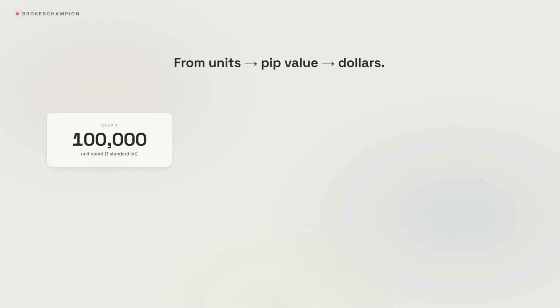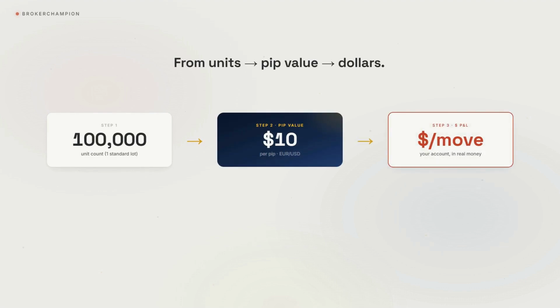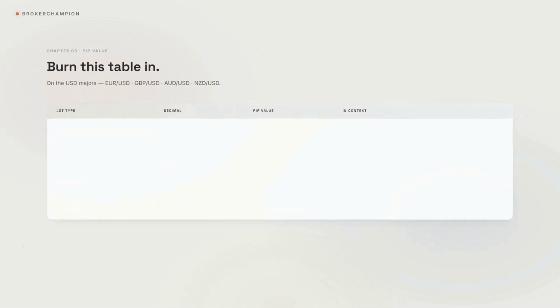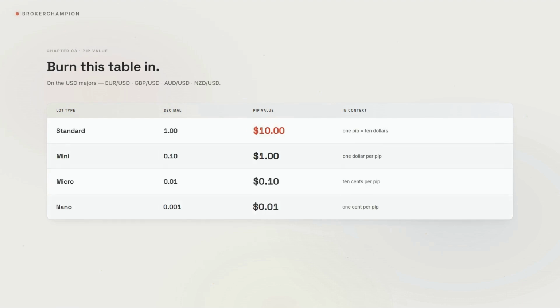Why does the unit size matter? Because it sets your pip value, and pip value is what turns a price move into a dollar number on your account. Here's the table you need burned in. On the USD majors, EUR/USD, GBP/USD, AUD/USD, NZD/USD, one standard lot is worth $10 per pip. One mini, $1 per pip. One micro, 10 cents. One nano, 1 cent.